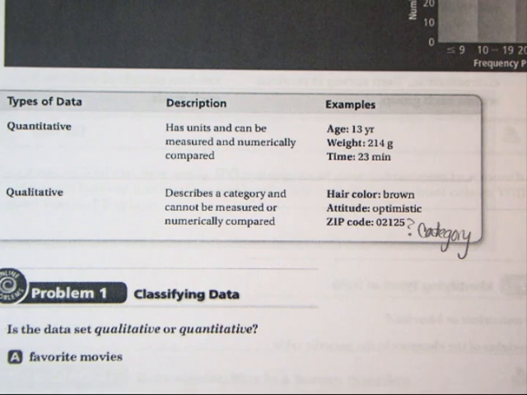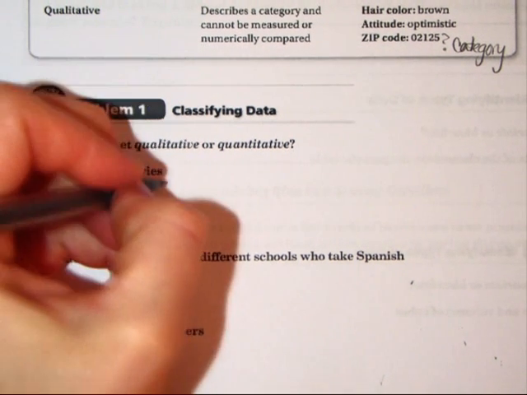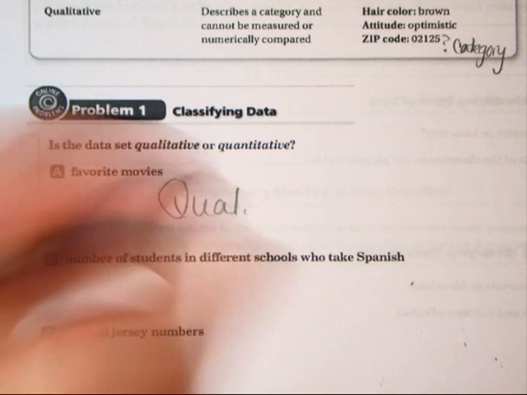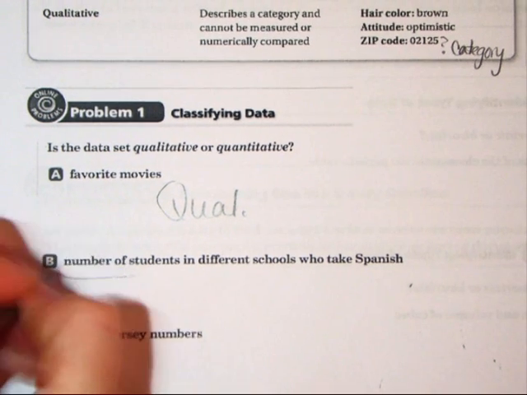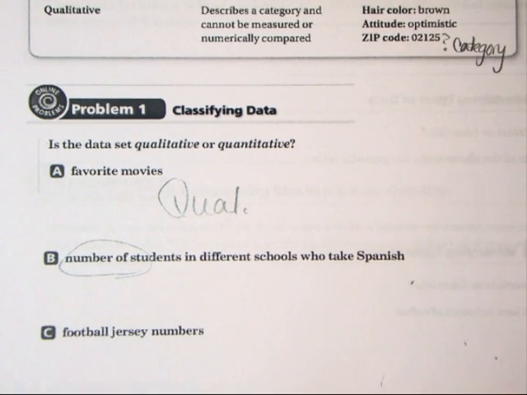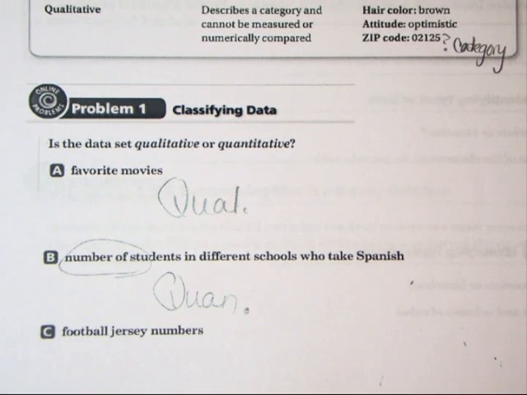Let's go through and classify some data. Problem 1. Are they qualitative or quantitative? Favorite movies. What do you think favorite movies would be? Well, we can't really measure them, so that would be qualitative. All right, part B. The number of students in different schools who take Spanish. Well, since we're talking about the number of students, you would arrange the number of students. That's quantitative.